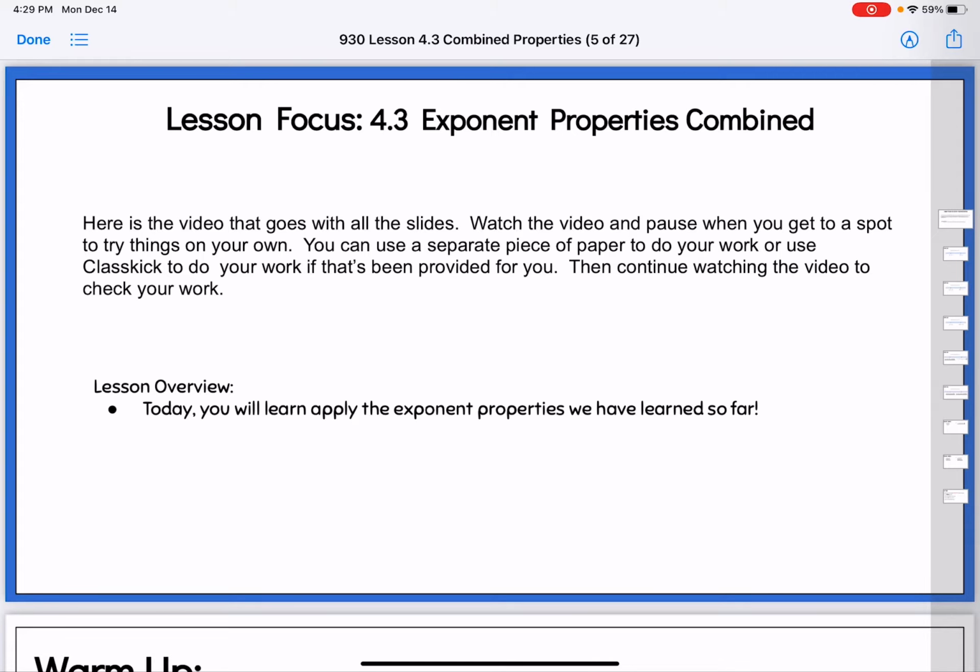All right, our third lesson here for our exponent unit, Unit 4 in 930, is combining the properties that we've learned so far. So we're going to have problems that involve all of our multiplying properties and our dividing properties. Any of them that we've done over the last 2 days could all be combined into a single problem, and those are the ones we're going to tackle.